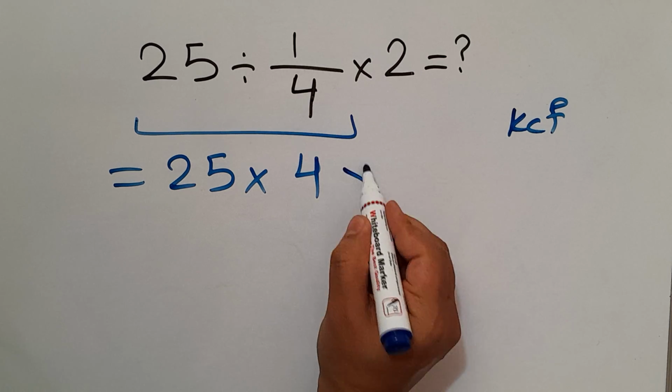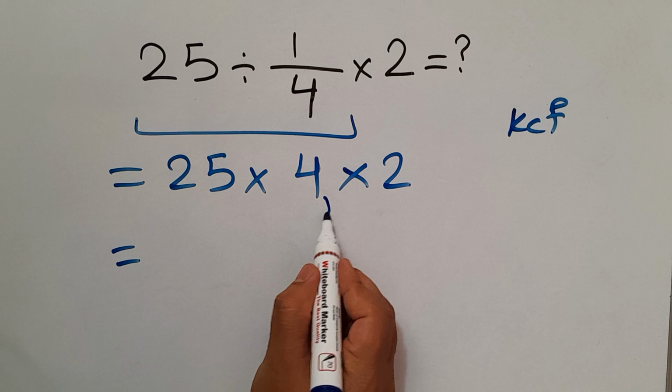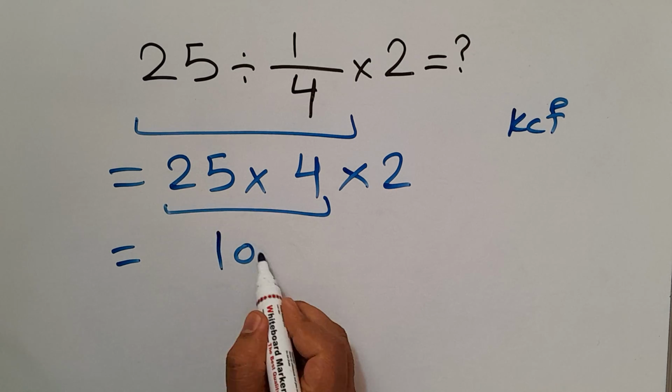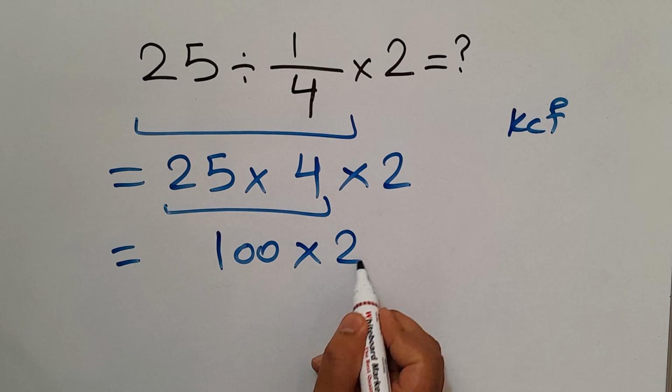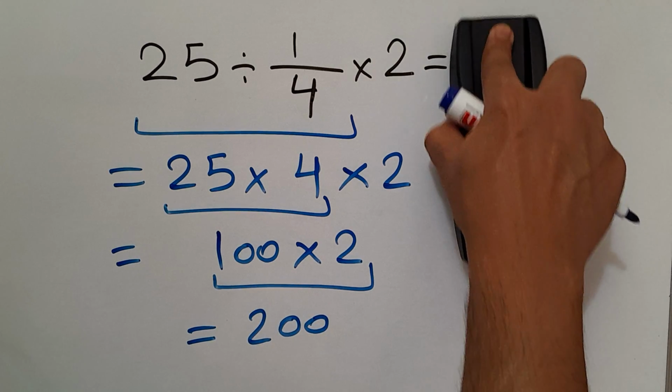And let's recopy times 2. Now, 25 times 4 equals 100. And 100 times 2 equals 200. So our final answer to this problem is just 200.